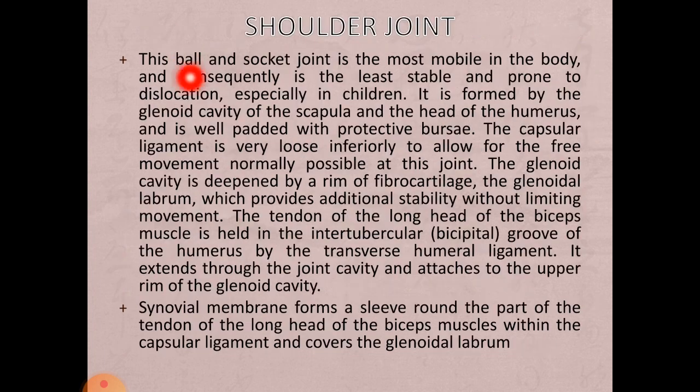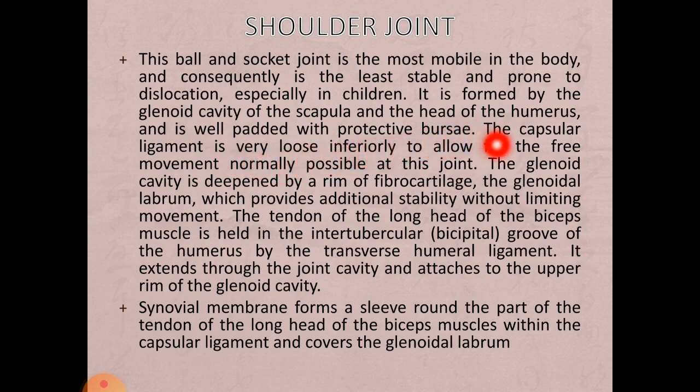So the type of the shoulder joint is the ball and socket joint, and it is the most mobile in the body. So definitely it will be more prone to dislocation, especially in children. It is formed by the glenoid cavity of the scapula and the head of the humerus, and it is well padded with the protective bursae.